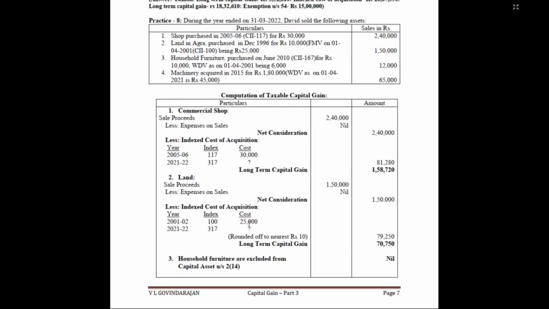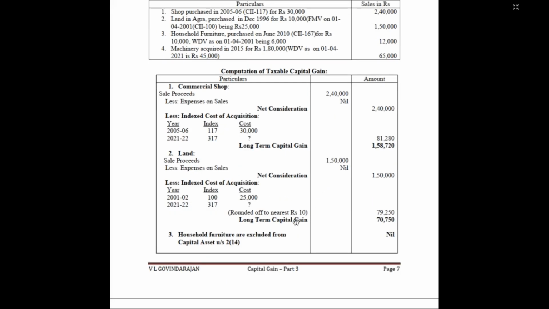During the year ended 31st March 2022, David sold the following assets. Actually, in this problem, 4 capital assets are given one by one. First, the shop. It is a capital asset, purchased in 2005-06 for rupees 30,000 and sold for rupees 2,40,000. So the index is 117 during the year 2005-06. So for the first answer, let me start. Commercial shop sale proceeds 2,40,000, less expenses 0, balance net consideration, less indexed cost. The index is 117 at the cost of 30,000. What will be the indexed cost for our year? With the index of 317, it will be 81,280. So the balance 158,720 is taxable long-term capital gain for the commercial shop, because for a commercial shop we cannot claim any exemption under section 54.